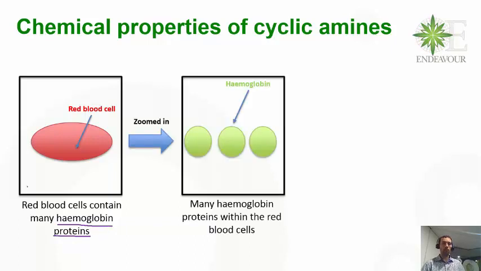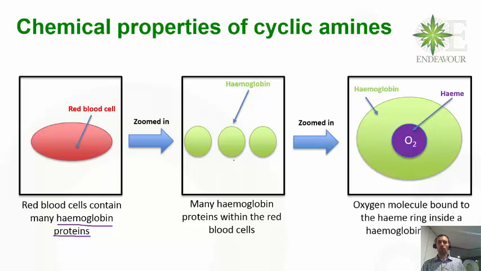So if we zoom in on our red blood cell, we can now see these hemoglobin proteins, which are represented as these green spheres. Obviously there's going to be a lot more than 3 of these, but just for simplicity I've shown you that there's multiple of these hemoglobin proteins within the red blood cells.